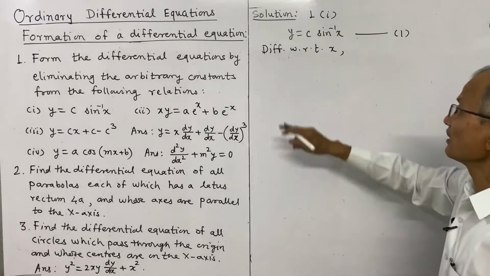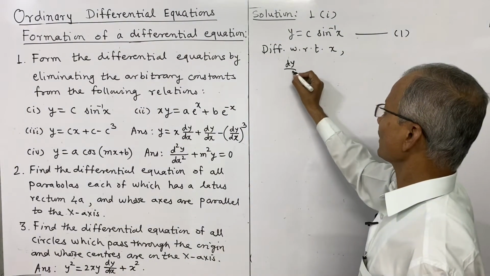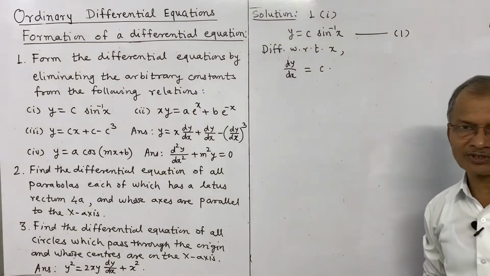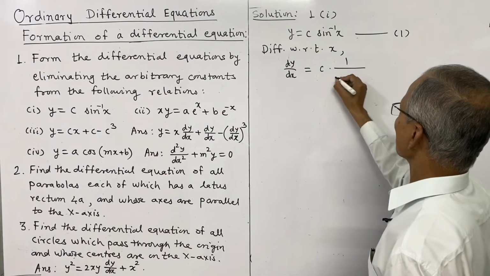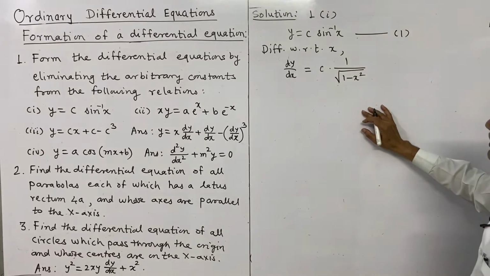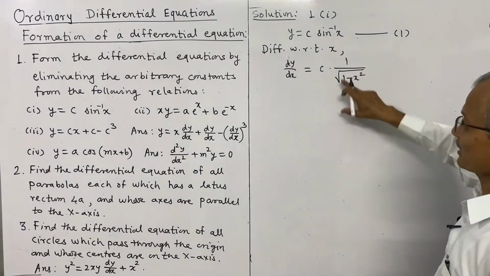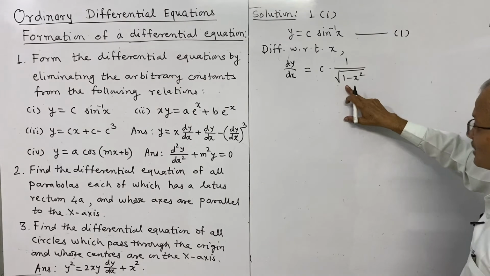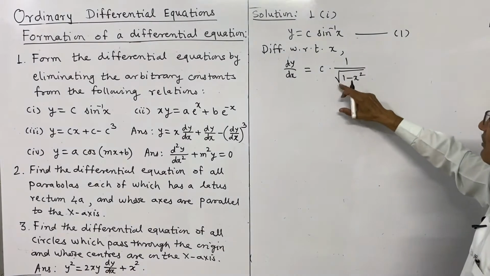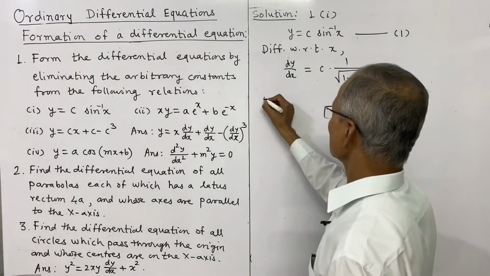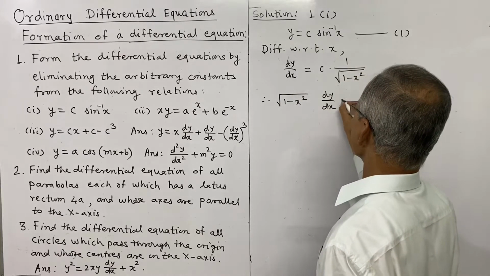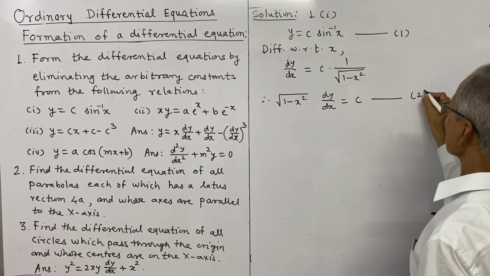So what we get is the derivative of y, that is dy/dx, and on the right side c is constant. What is the derivative of sin⁻¹x? We know it is 1 divided by the square root of 1 minus x². Now we can multiply both sides by the square root of 1 minus x², and that gives √(1 − x²) dy/dx = c, and this is the second relation.